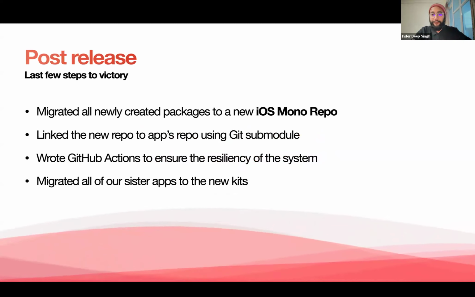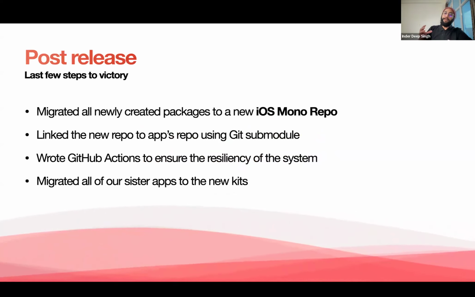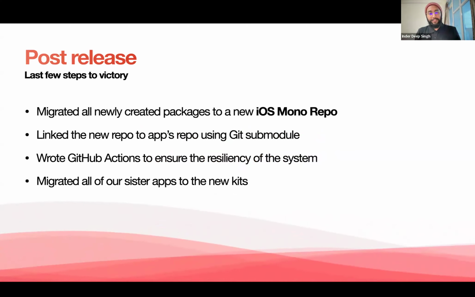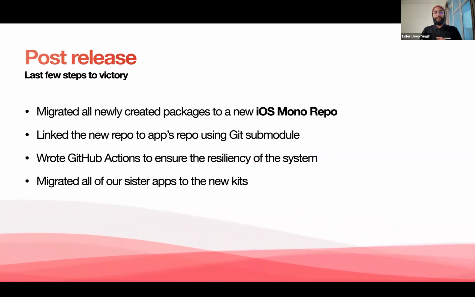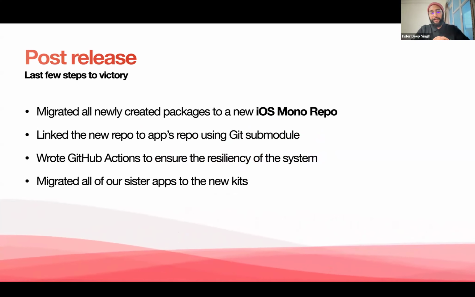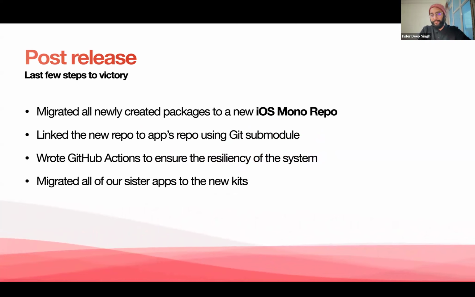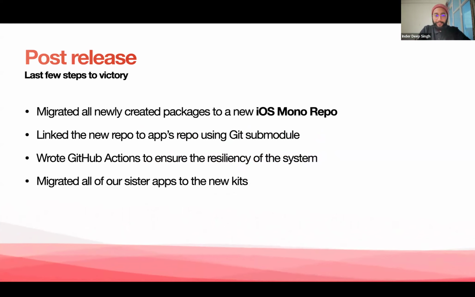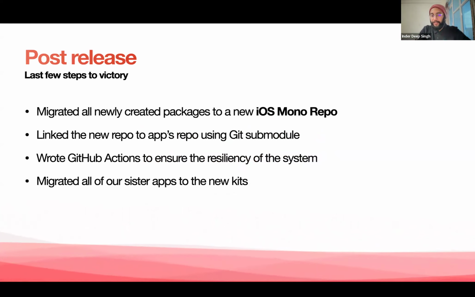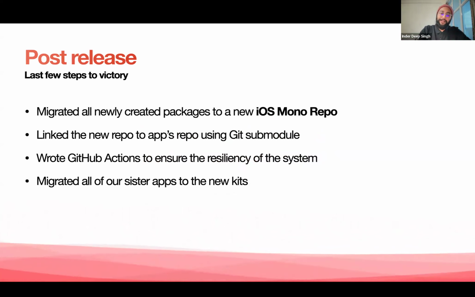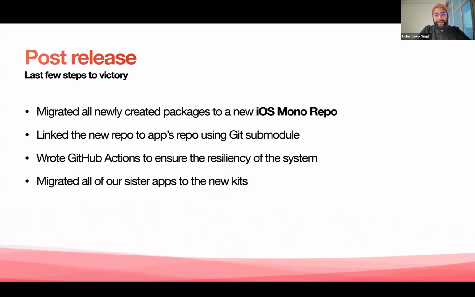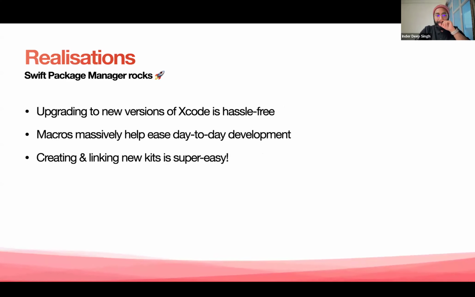Then post-release, we also did a few other things. Now that we had established an architecture which can be plugged and played into different apps, we migrated all of our internal kits into a new iOS monorepo. And then every single one of our consumer apps and merchant apps now uses these as GitHub submodules in their own repos. We've also written some GitHub Actions to ensure the resiliency of the system, and we're actively working on it. It's a living and breathing system. And we have also migrated all of our sister apps.